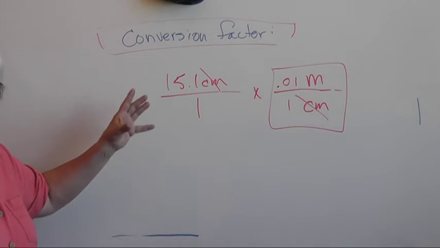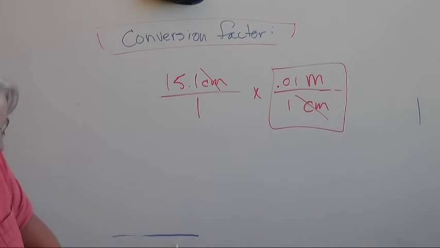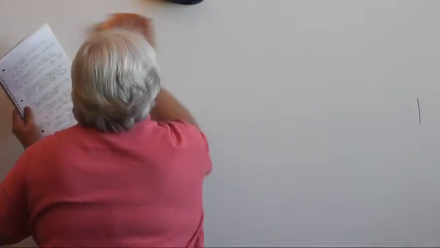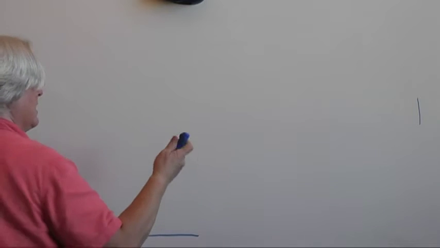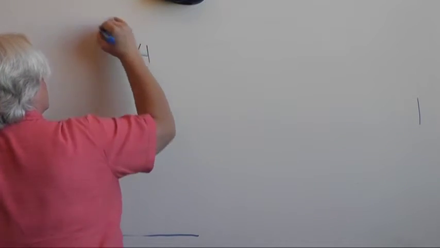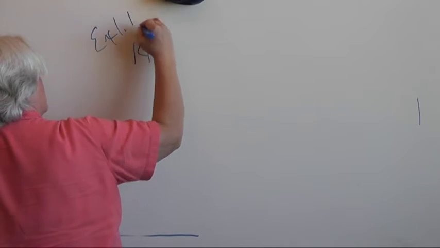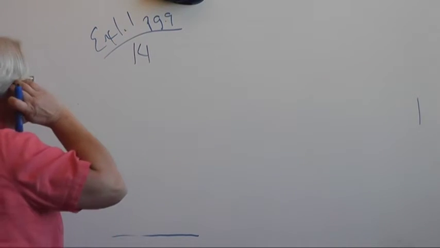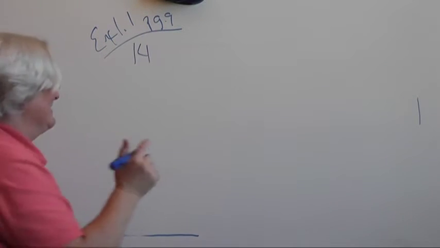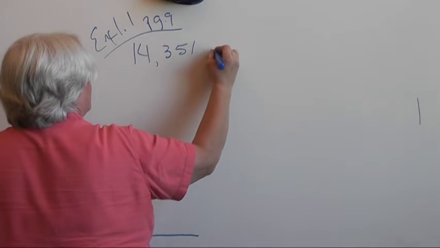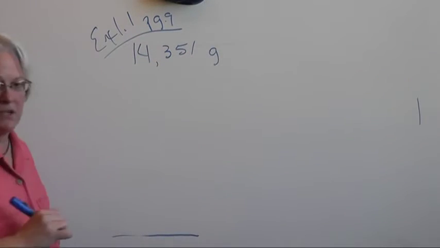You've got to understand this. So, example 1.1 on page 9 says we have a rock whose mass is 14,351 grams.